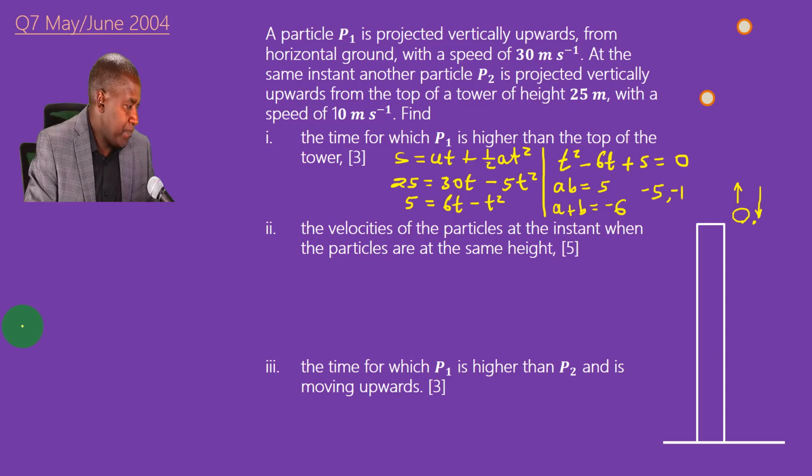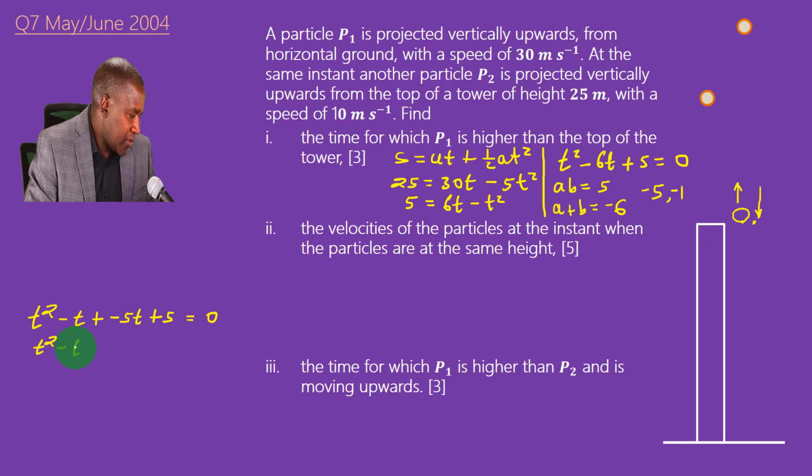So I'm going to say t² - 1t - 5t + 5 is going to be equal to 0. So let me put brackets here.